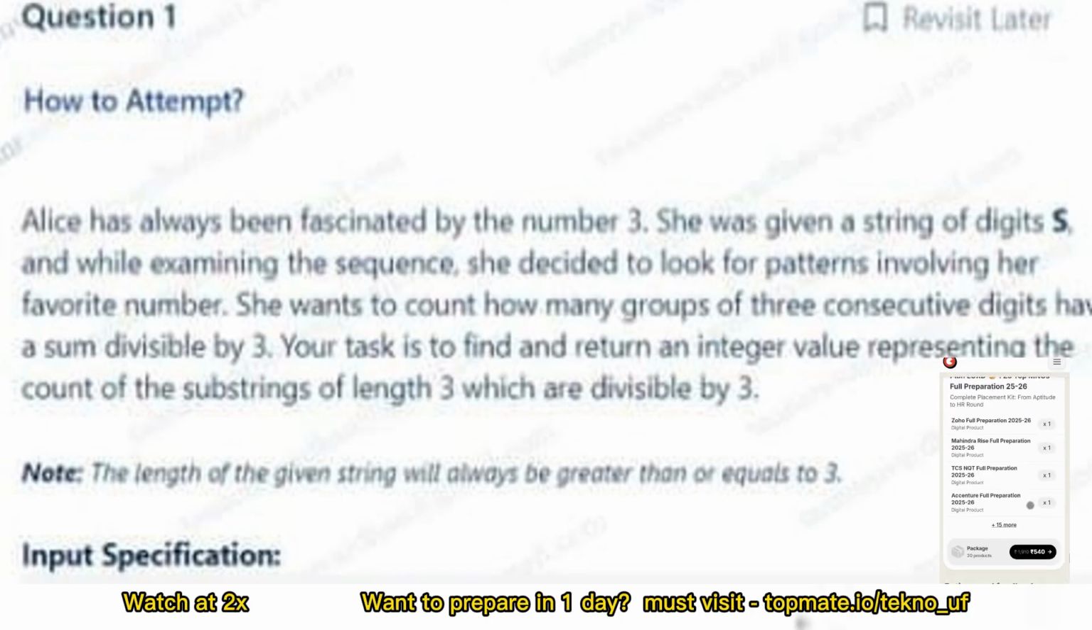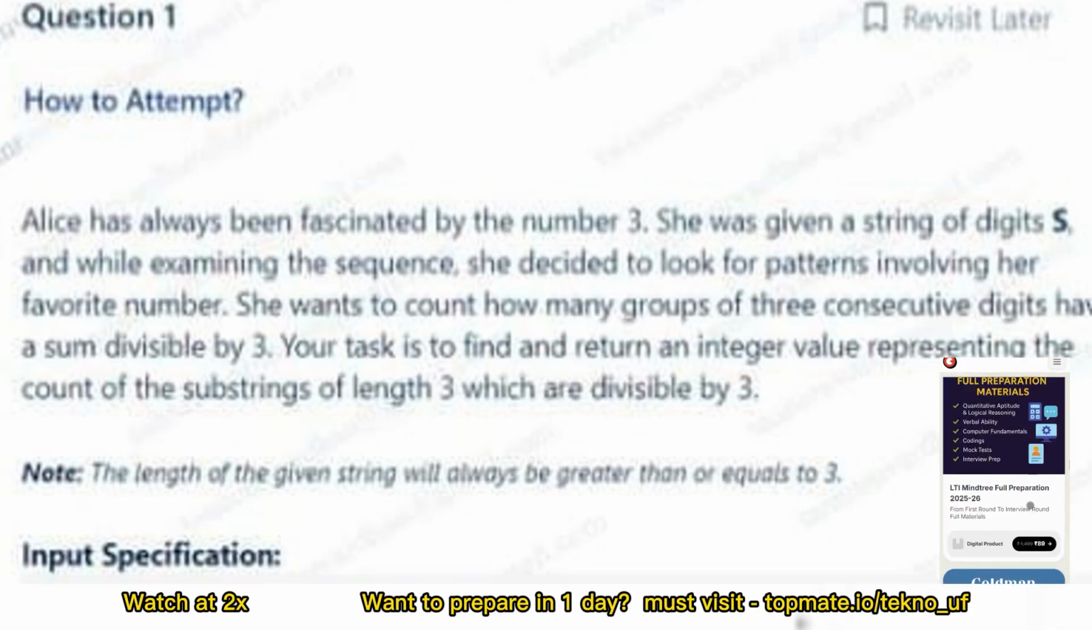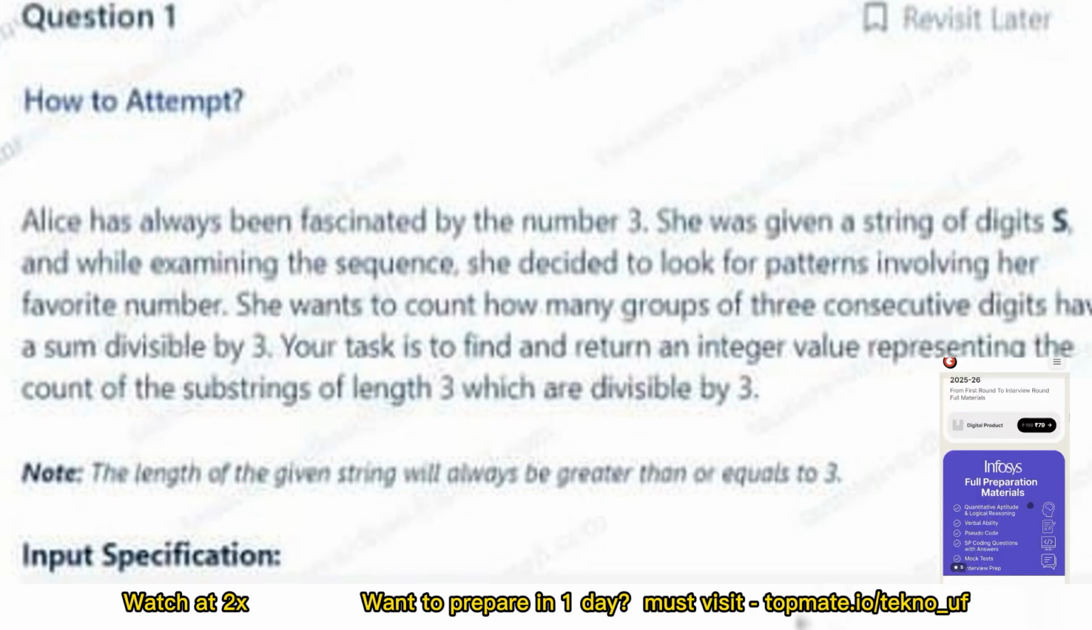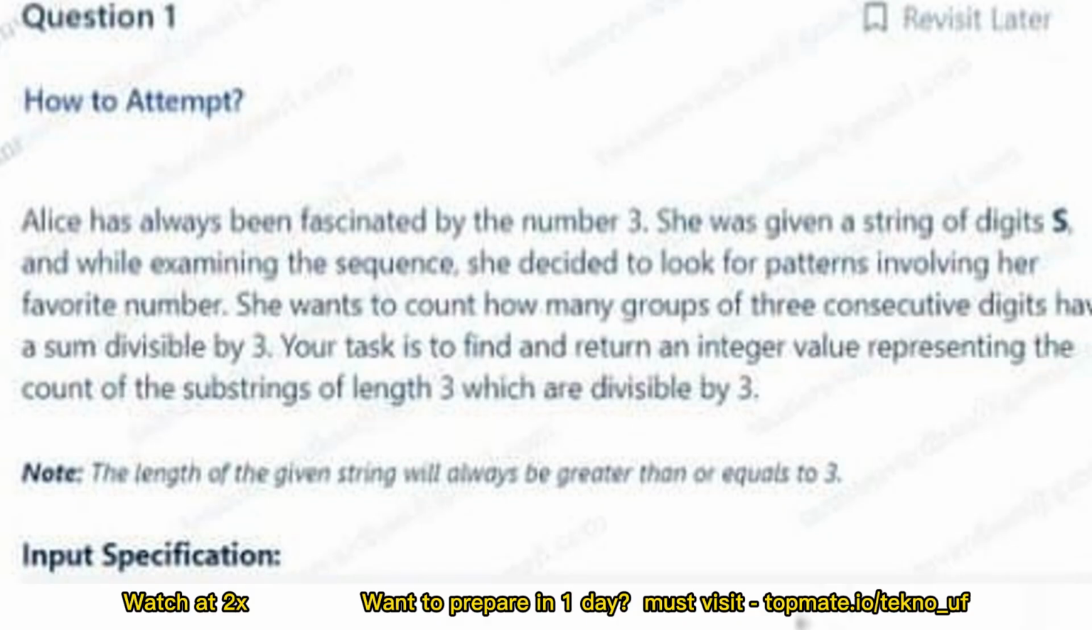Your task is to find and return an integer value representing the count of the substrings of length 3 which are divisible by 3. Notice that the length of the given string will always be greater than or equal to 3. So the input specification is that input 1 is a string, and the output specification will be the number of substrings of length 3 for which the sum is divisible by 3.